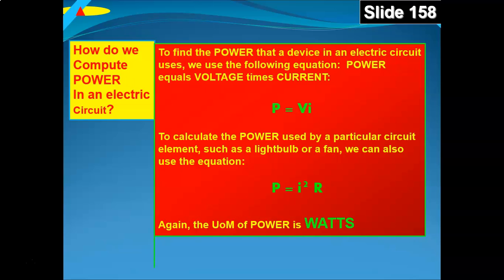Again, it depends on which of those variables you have. If you're given voltage and current, you use the first one. If you're given current and resistance, you use the second one. The unit of measure for power, well, we haven't gotten to this yet. So the unit of measure of power is a watt. So you've probably heard that term before. Electrical power is measured in watts.